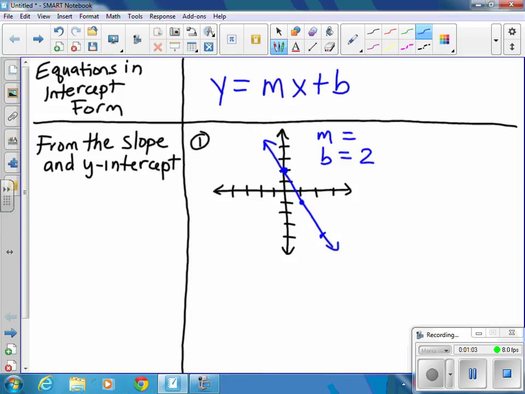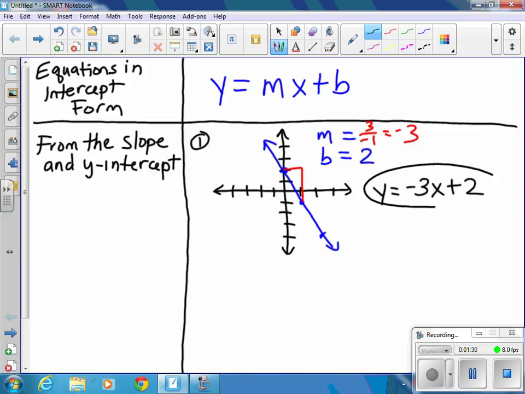And then to find the slope from a graph, we want to use rise over run. So pick any two dots that you've got and do your rise over run. You'll notice I went up 3 and left 1, so that's 3 over -1, which is the same as -3. Now that I know the value for m and the value for b, I'm going to plug them into the formula and come up with the equation of this line. So my answer is y equals -3x plus 2, and that's all I need to do. So when you have a picture, you just have to identify the two parts from the picture.